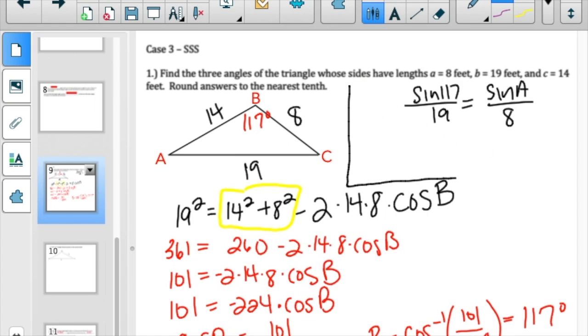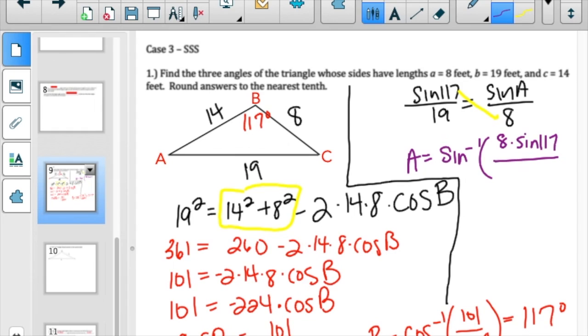Raise your hand if you guys jump to what you could immediately type into your calculator. Let's write that down. Okay, you can write this, but please write down when you type in your calculator. So we have cross products, right? You're going to divide by 19, yes? So what would we type in our calculator? That A is going to equal the sine inverse of 8 times sine of 117 divided by 19.